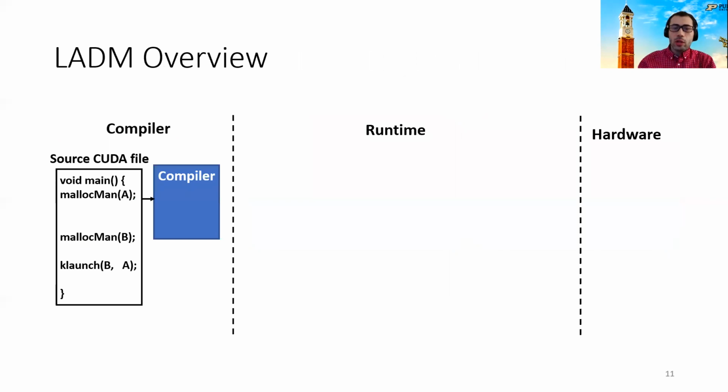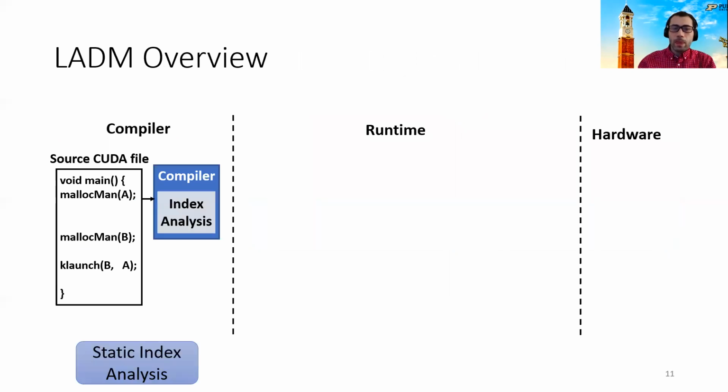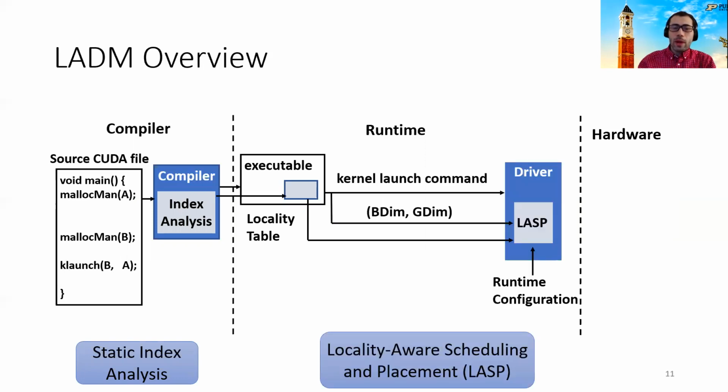The figure shows an end-to-end overview of our proposed LADAM mechanism. First, we perform a symbolic offline index analysis on CUDA source code during the compilation process. Our analysis generates a locality table which is embedded in the executable. The locality table contains the locality type for each global data array found in the kernel. Then during runtime and on every kernel launch, the locality-aware scheduling and placement component found in the driver reads the locality table along with the runtime configuration and the grid dimensions. Then it decides the proper scheduling policy, data placement, and cache strategy to reduce off-chip traffic.